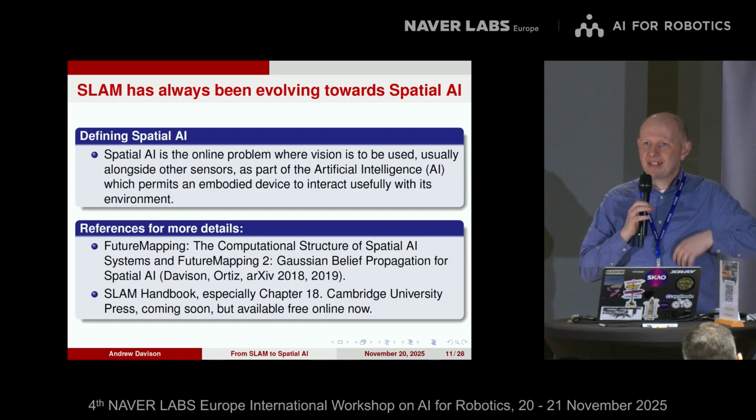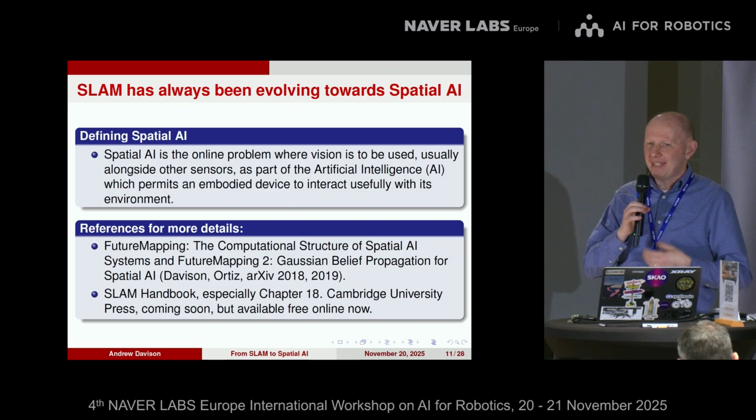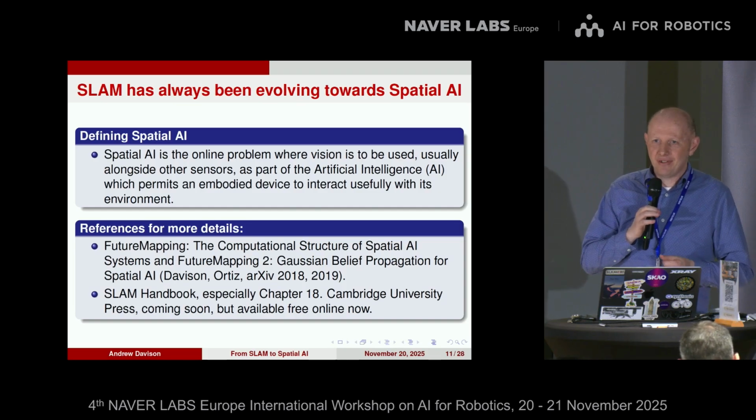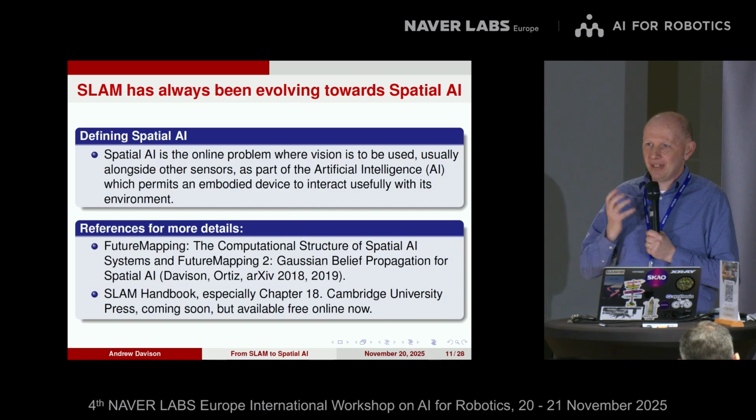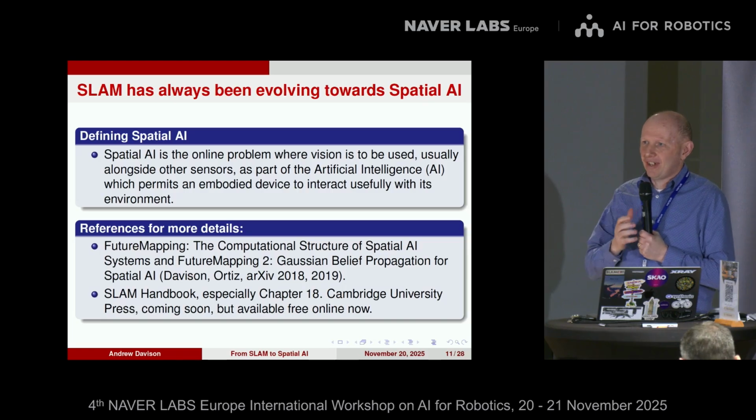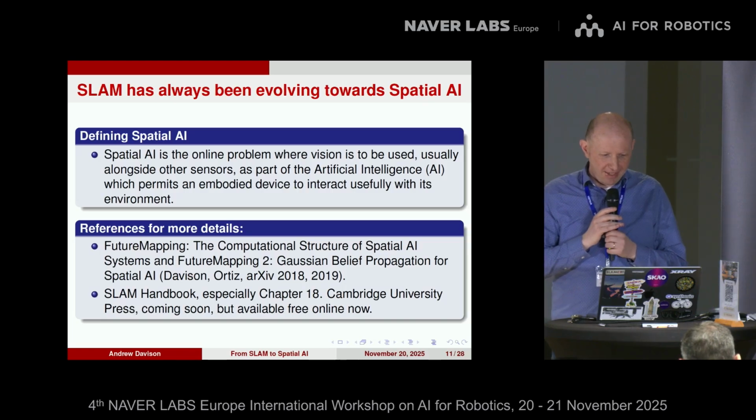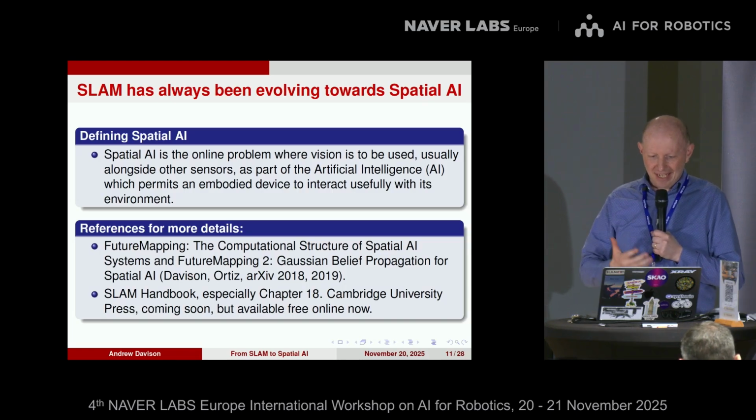But this real-time character, this map that always updates as you move around and change things, in my mind, that's still a good model for what we should be trying to do in spatial AI. So hence this argument that SLAM is kind of evolving into that.